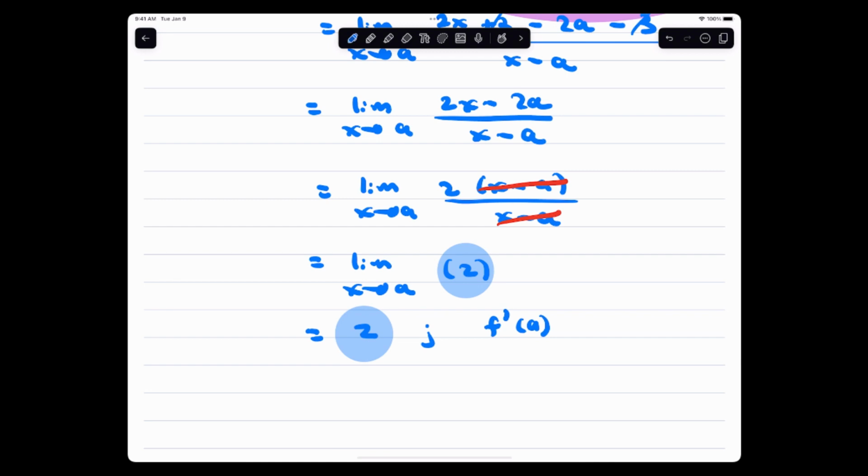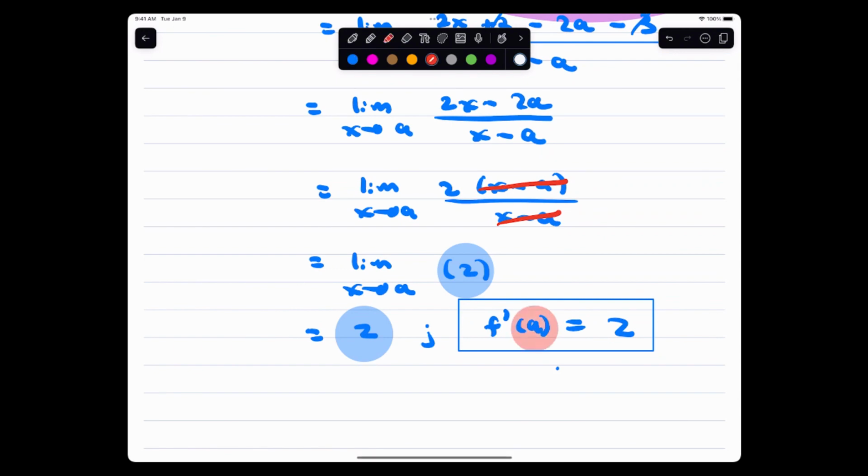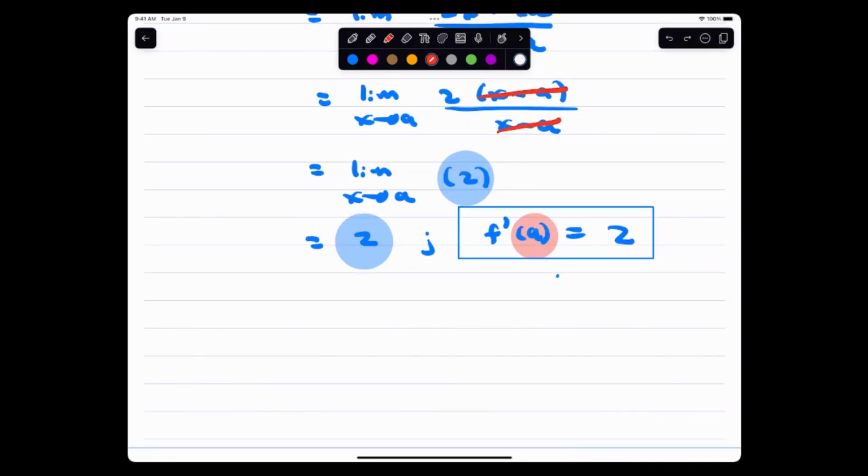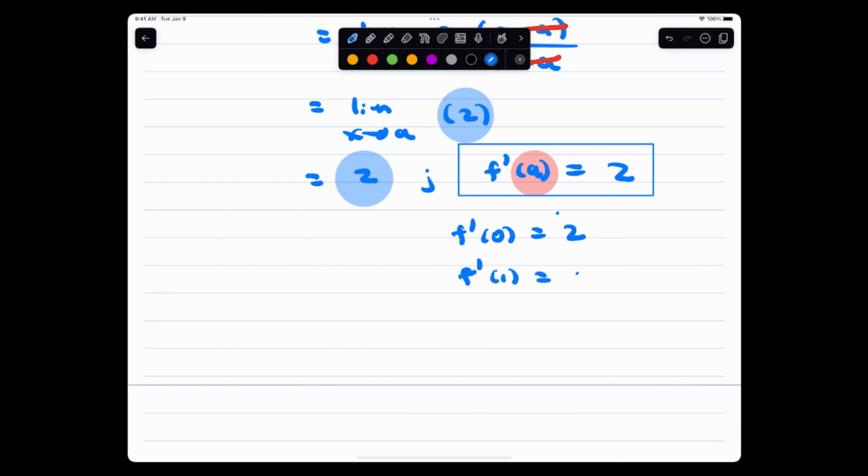Let's draw our conclusion. The derivative at any value a equals 2. So the derivative of the function at any a is really the number 2. And there it is. So this makes sense. You go, why does that make sense? You guys know? If I plug in 0, didn't we get 2? If I plug in a 1, what do you get? 2? If I plug in a negative 3, what do I get as a derivative? Derivative is always 2. That's all. What do you guys think of that? Is that okay?